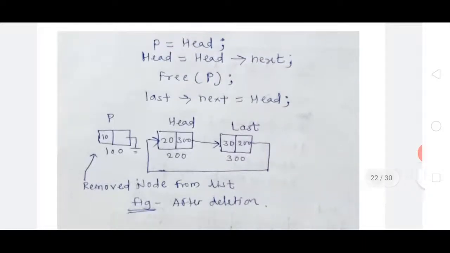Then the next statement is last is pointed to next is equal to head. The meaning of the statement is that the address of the head pointer is assigned to last is pointed to next. By using this statement, the circular linked list is completed.